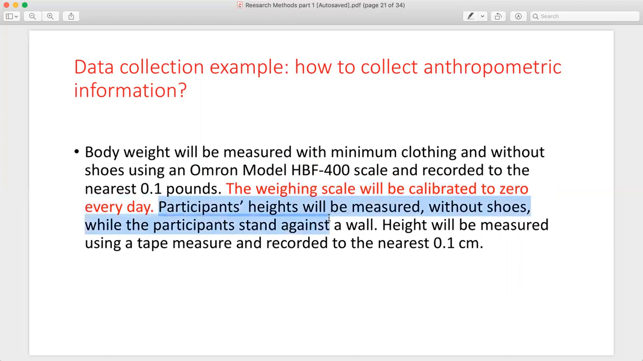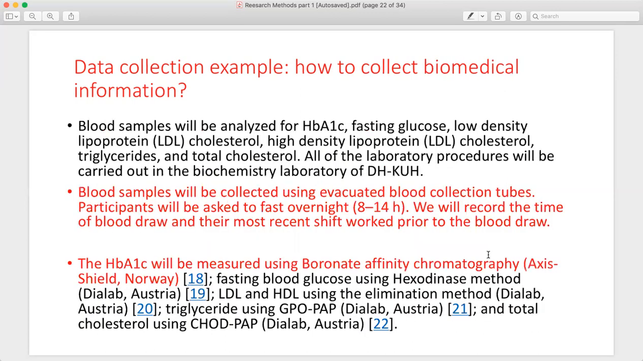For the height, participants will be measured without shoes while standing against a wall. Height will be measured using a measuring tape and recorded to the nearest 0.1 centimeter. So this is the kind of detail that we are expecting. Again, for the biomedical information, we would say how we would measure all of these variables.